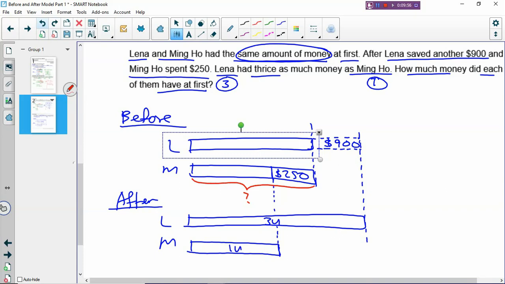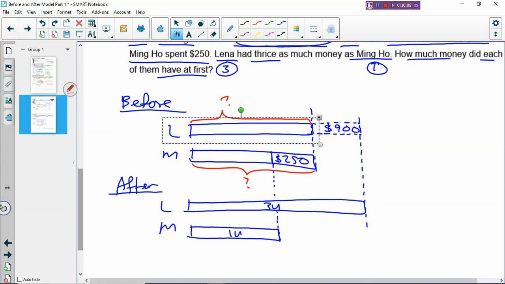And by the way, you can also put your question mark like this as well, because both of them had the same amounts of money. Alright, so once you have done your model, everything is clear, everything is neat and tidy, then you look at the model, and you can see there are some empty boxes, right? So can you fill in the empty boxes?